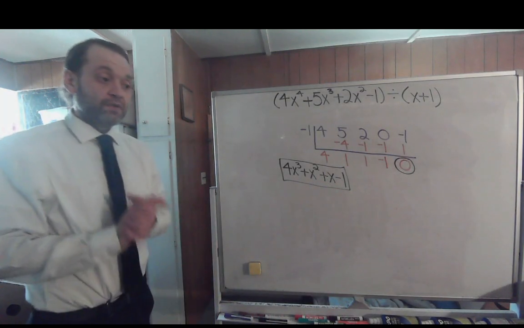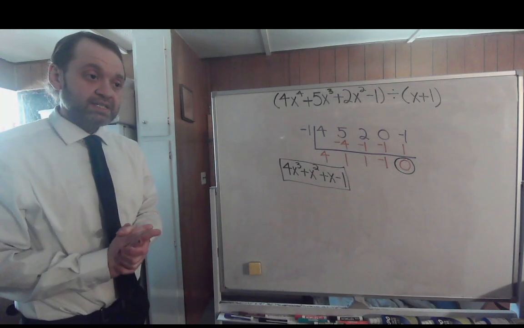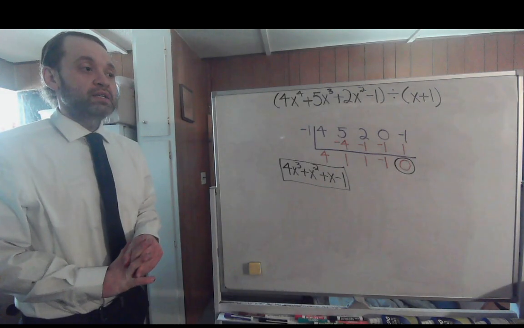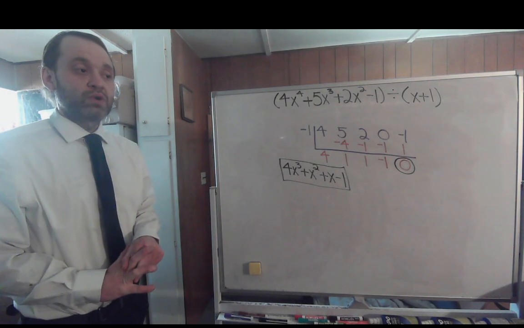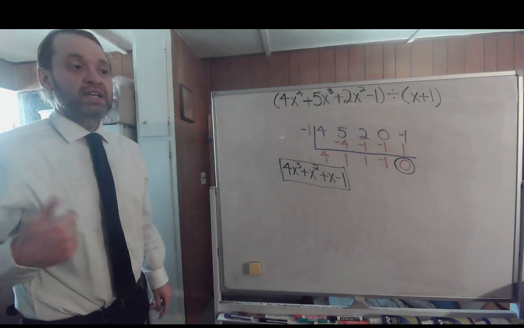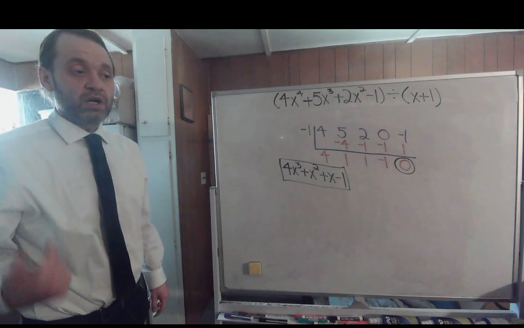So that's it for this lesson. Next lesson actually isn't going to be too bad. We're going to talk about Descartes' rule of signs, which will tell us how many positive and negative real zeros for a polynomial we could potentially have.